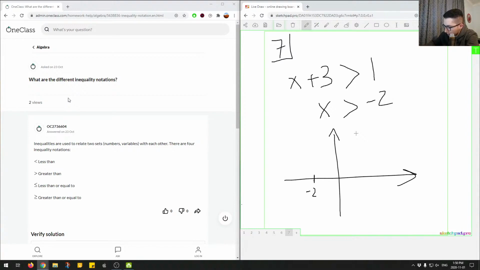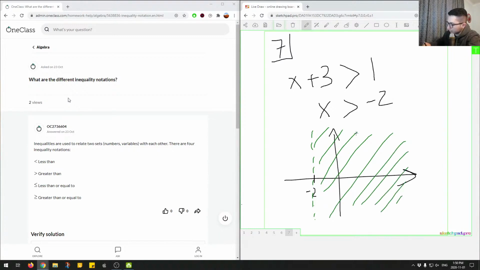Let me use a different color. We'll draw a line like this, and we're saying all values greater than negative 2. Something like that. And as you can see here, I drew a dotted line for negative 2 because we don't have an equal sign.